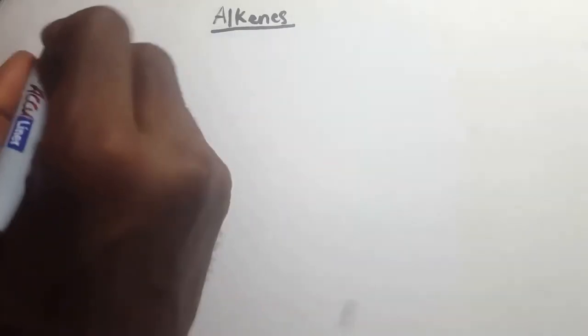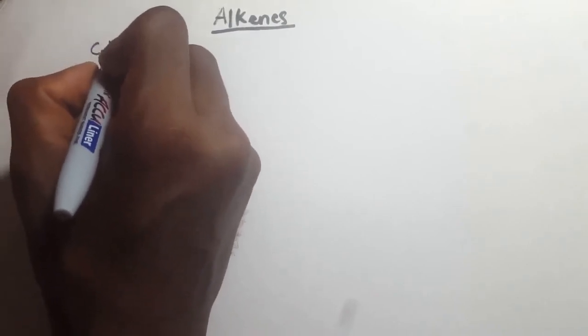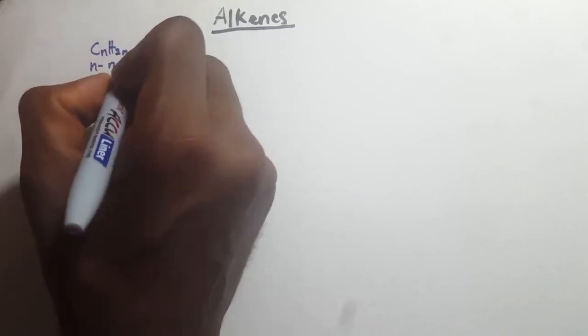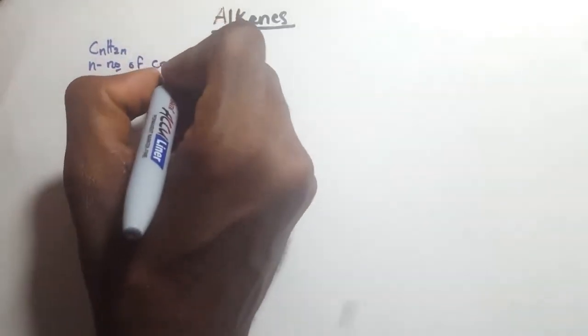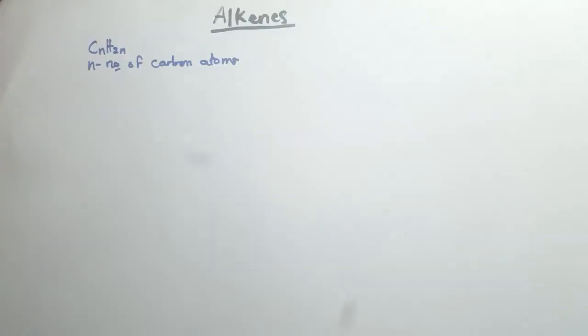They are represented with the general formula CnH2n, where n represents the number of carbon atoms. One important thing I want you to take note of is that alkenes begin with ethene, not methane.